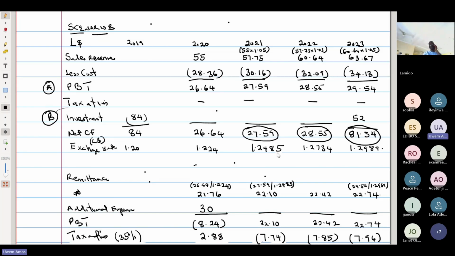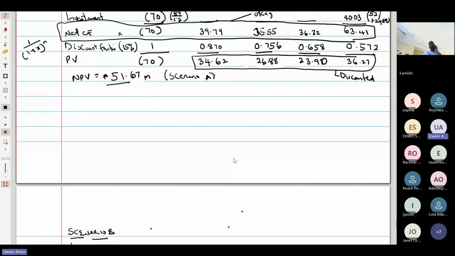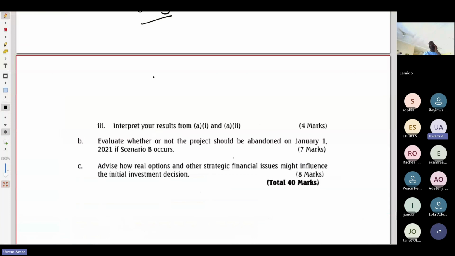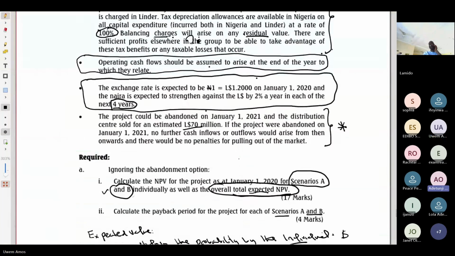However, we are selling the equipment when? Is it at the end of 2021? When do we want to abandon? So we know that will be at the beginning of 2021. At the beginning. We want to abandon at the beginning of 2021.